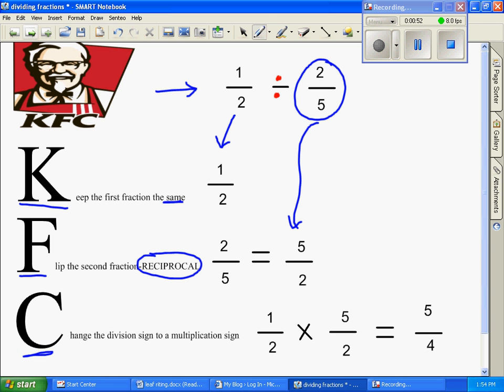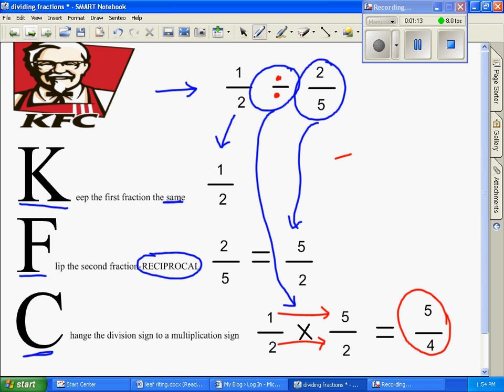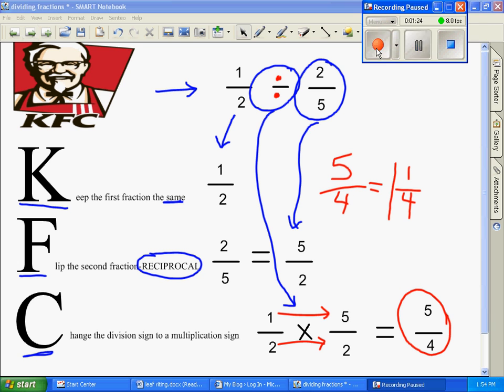The C in KFC tells us to change our division sign to a multiplication sign. Now we have a regular multiplication problem with fractions where we multiply our numerators together and our denominators together to give us 5/4. 5/4 is an improper fraction. We then turn it into a mixed number. This one does not have to be simplified, so our answer is 1 1/4.